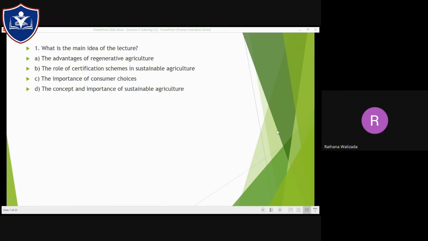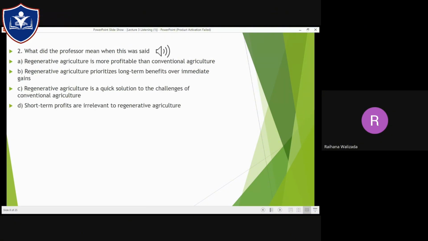We have B, D, C, but we have more of D. Yeah, D is the correct answer. I think we don't have to elaborate on this because the other ones are quite specific.